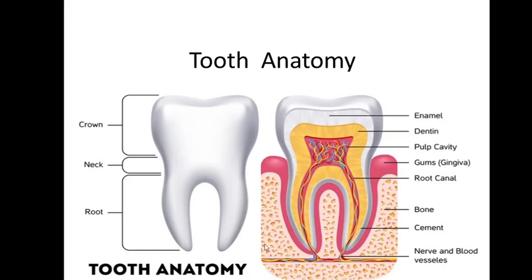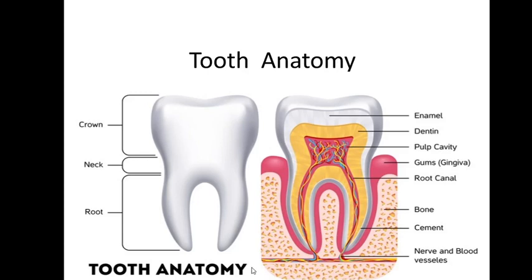Hello, today we're going to talk about the tooth anatomy. It consists of three parts: the crown, neck and root. The visible portion of the tooth, which is above the neck and extends out of the gum tissue, we call the crown. The crown is covered with a protective layer called enamel, which covers the dentine, pulp chamber and the pulp.